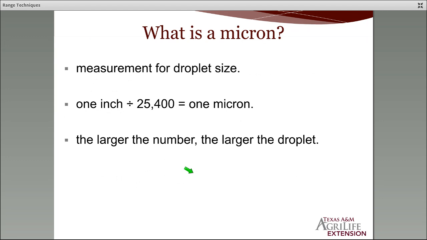Okay, now to look at the microns more in depth. Just to give you an idea of how small it is, 1 inch divided by 25,400 is 1 micron. So the larger the number, the larger the droplet.